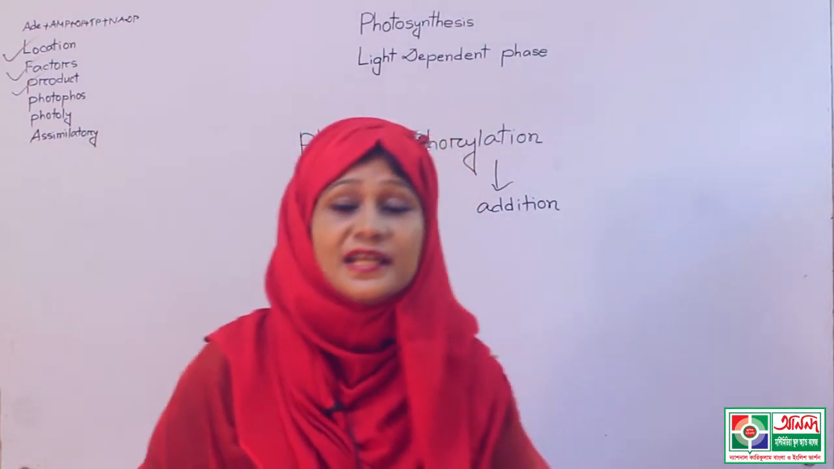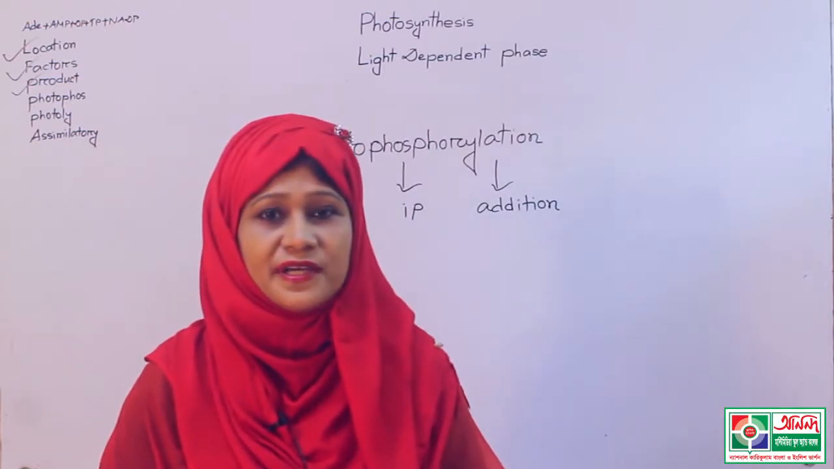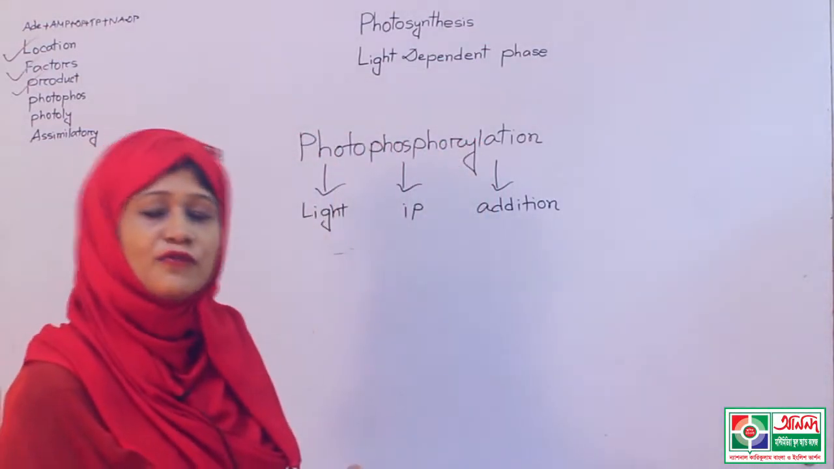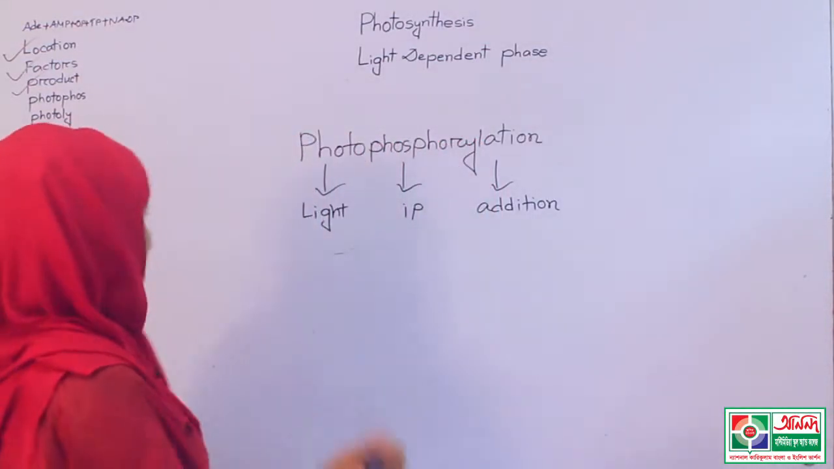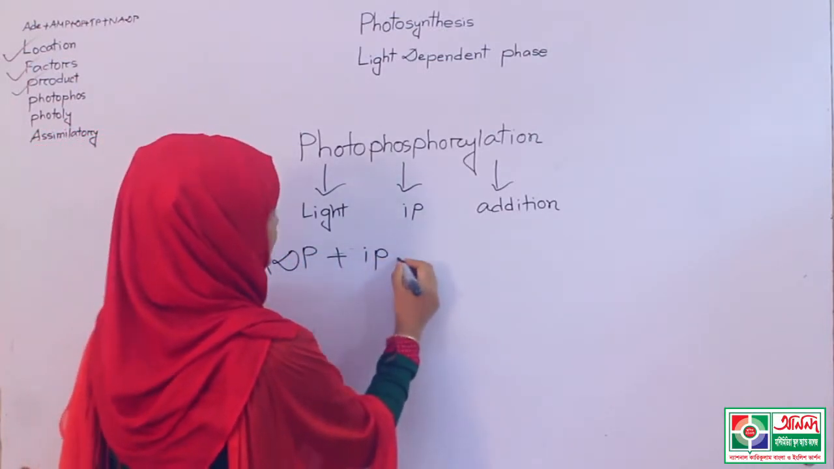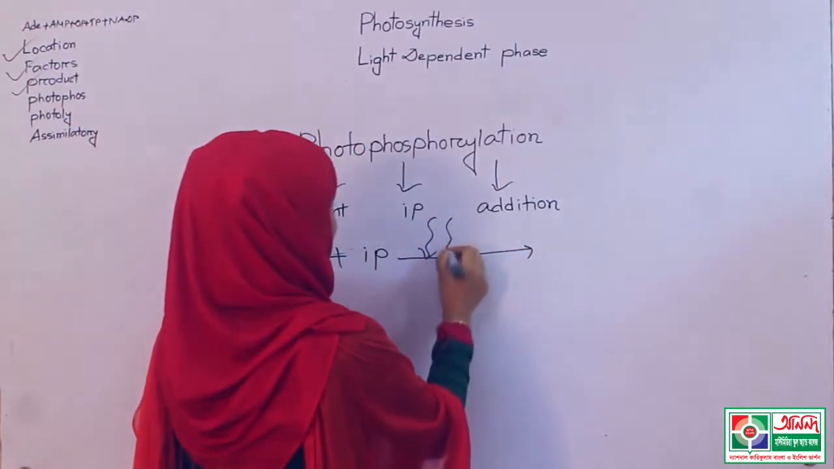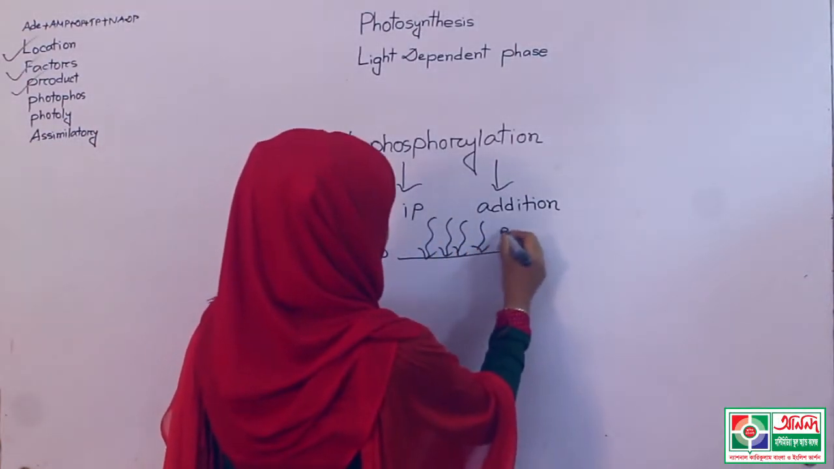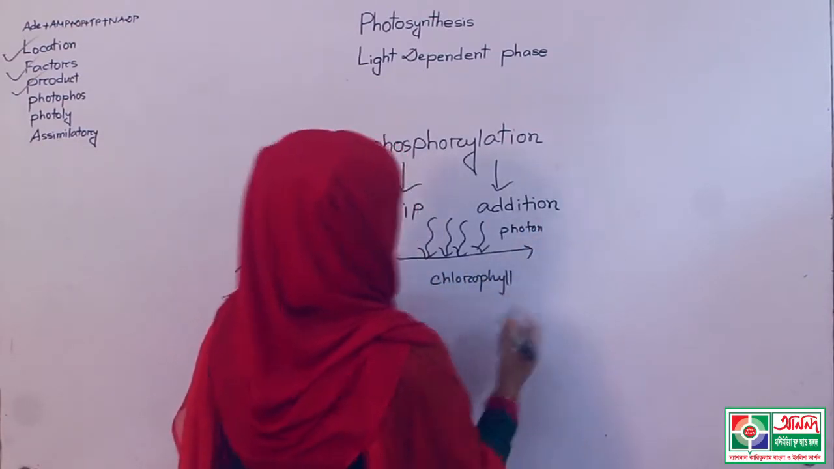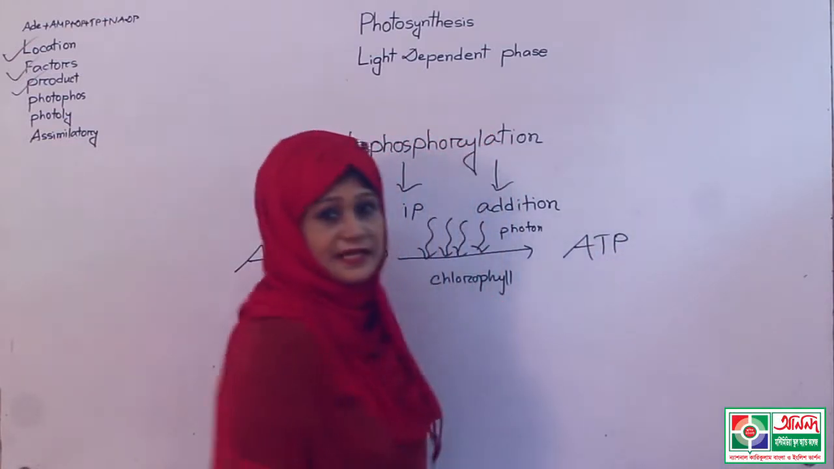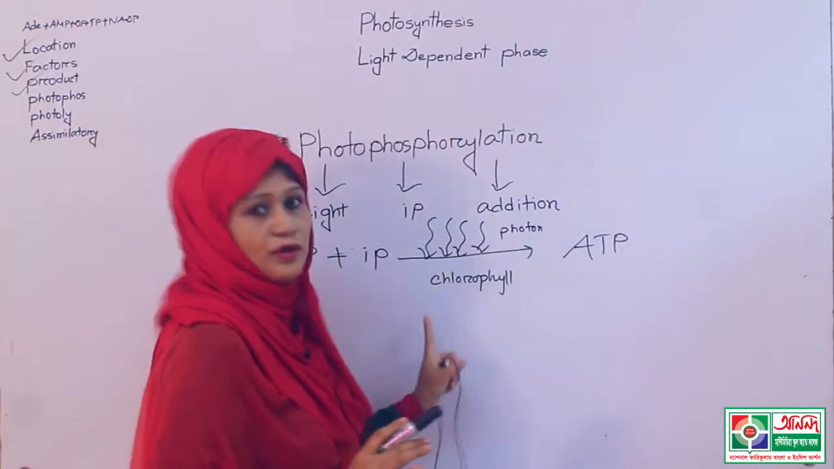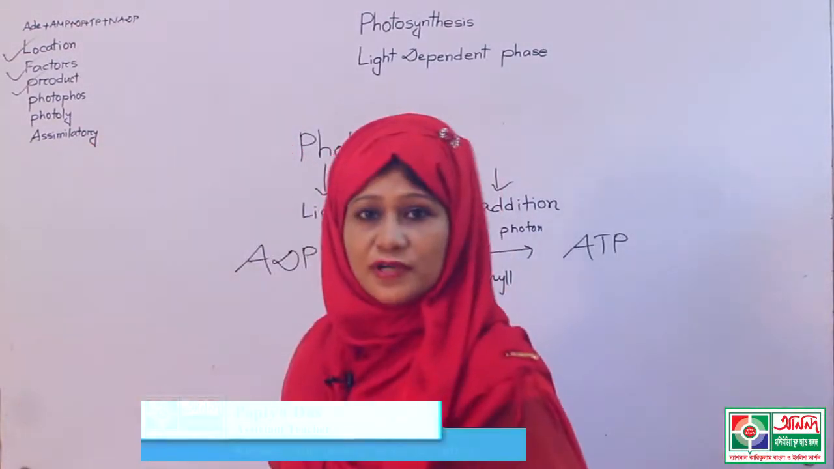photophosphorylation. Phosphorylation, that means the addition of phosphate. Photo means in presence of sunlight. So we will call it photophosphorylation. This is ADP plus inorganic phosphate, photon of the sunlight. I am writing here photon, and this is chlorophyll, ATP. In this case, ATPase enzyme is involved. So this was the photophosphorylation.